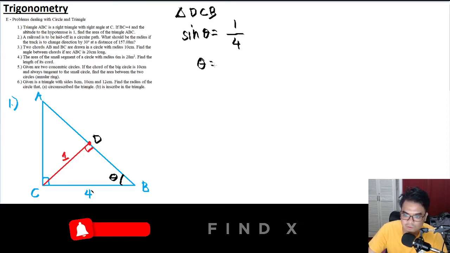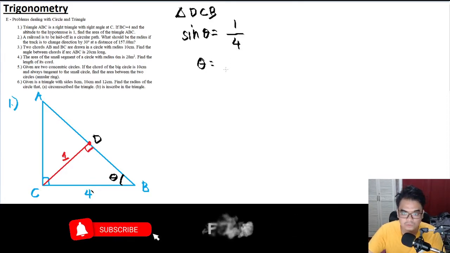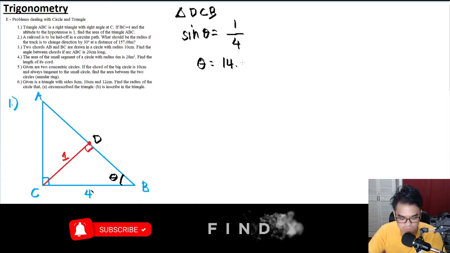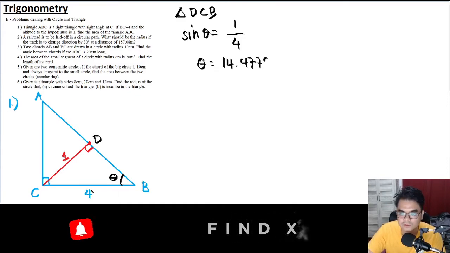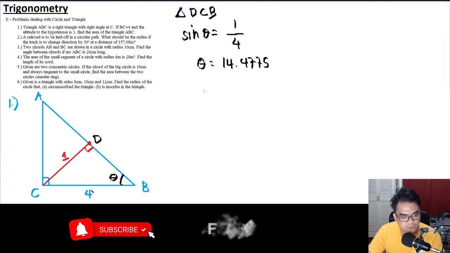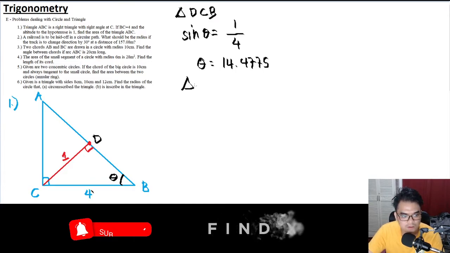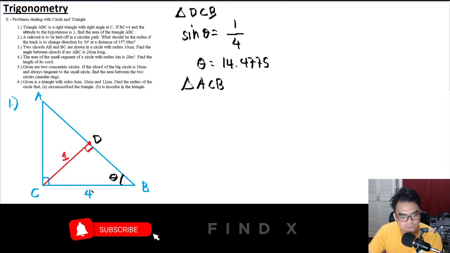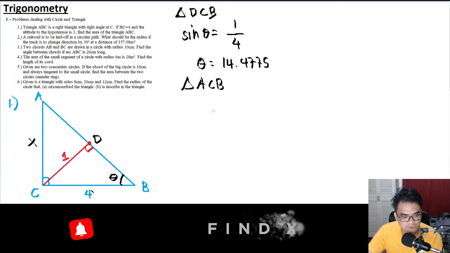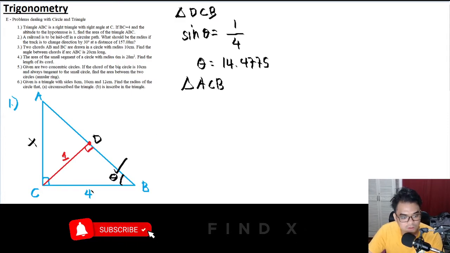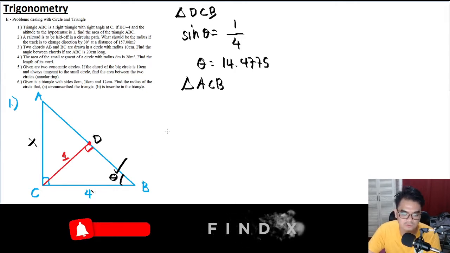So theta is equal to 14.4775. That's theta. And then using now the triangle ACB, we already got the value of theta. Let's say this is x. You can use this theta. This is opposite and this is adjacent now, so that is tangent.